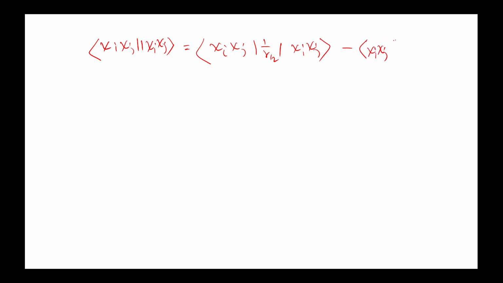So you can write this <xi xj| as <xi xj| 1/r12 |xi xj> minus <xi xj| 1/r12 |xj xi>. So what is that? That is electron 1, electron 2 in the Dirac notation: 1, 2. So again 1, 2, 1, 2.